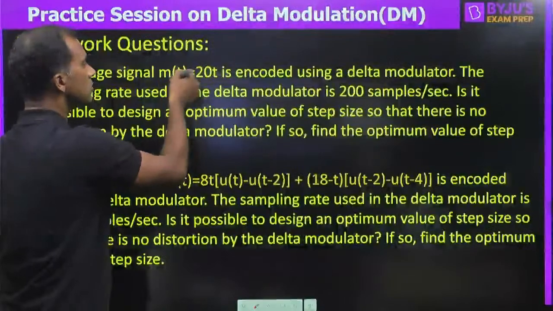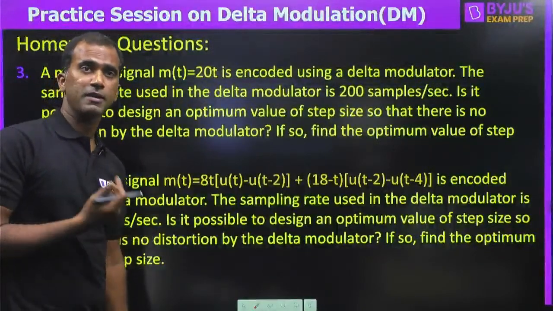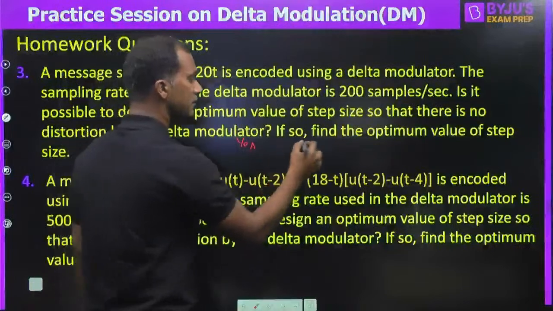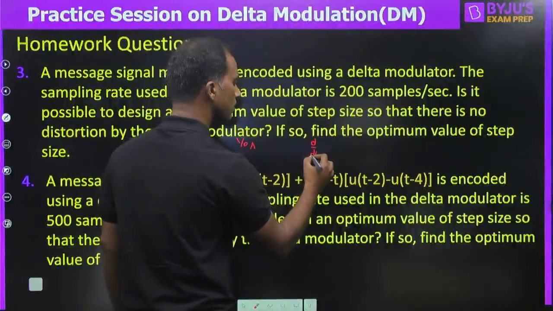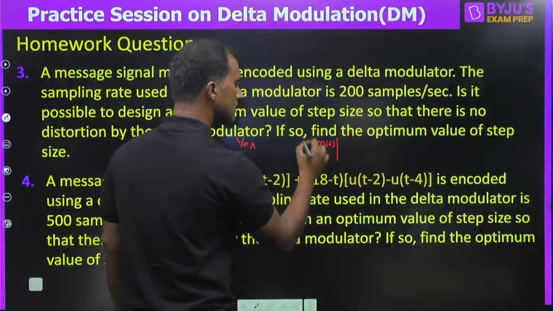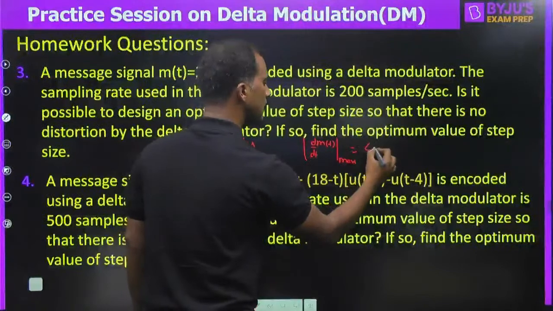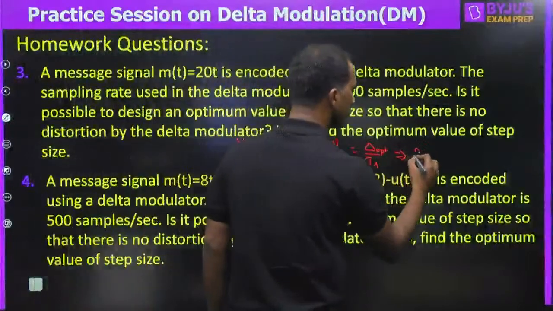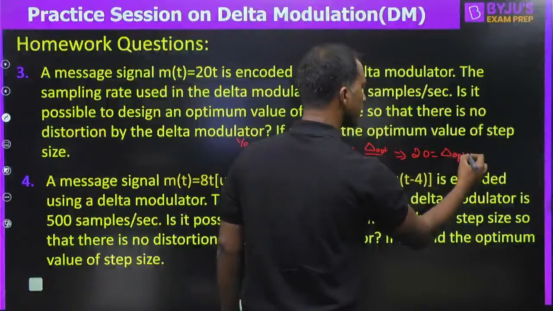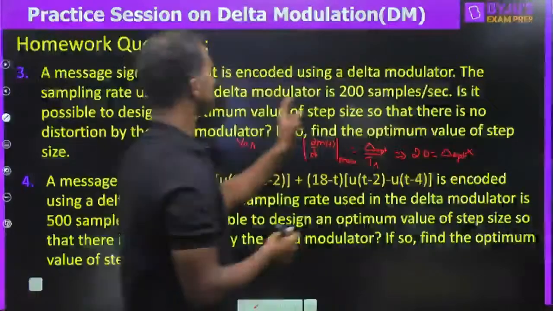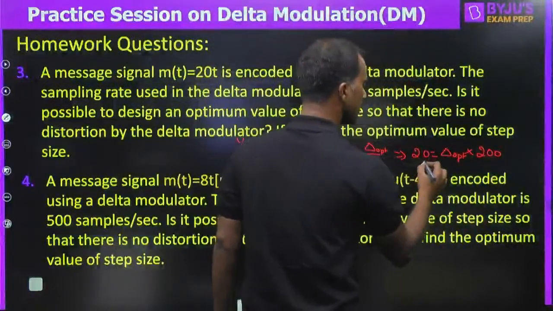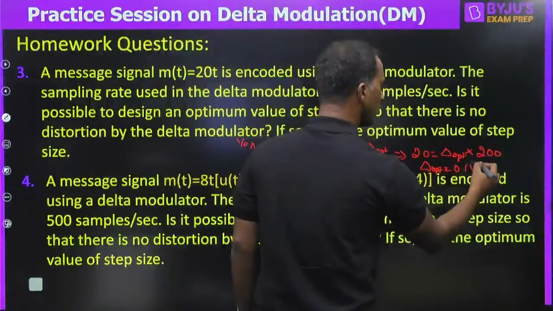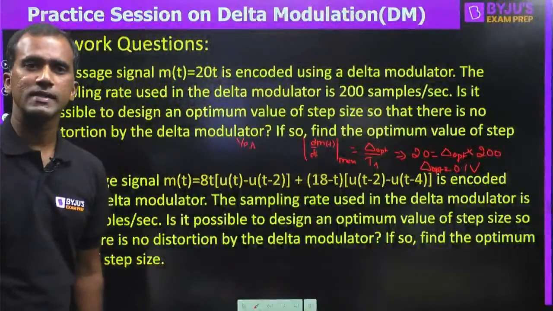The slope is 20, so the magnitude of slope is constant. If the magnitude of slope is constant, yes, it is possible to design an optimum value of step size. The answer is yes. Now we want to find the optimum value of step size. So the modulus maximum of d by dt of m of t should be equal to delta optimum divided by ts. The magnitude of slope here is 20 units, equal to delta optimum into 1 by ts, which is fs, and fs is given as 200. So delta optimum is 20 over 200, which becomes 1 by 10, or 0.1 volt. 0.1 volt is the answer.